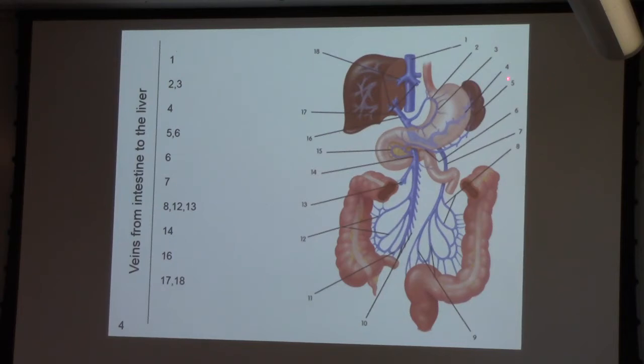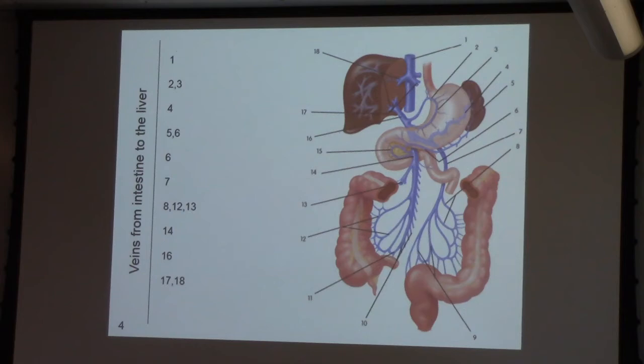5 and 6 gastroepiploic. Yes. 5 and 6 are the gastroepiploic veins. Have we done everything? No, there's a few more up here. So portal vein, I think so, yeah.